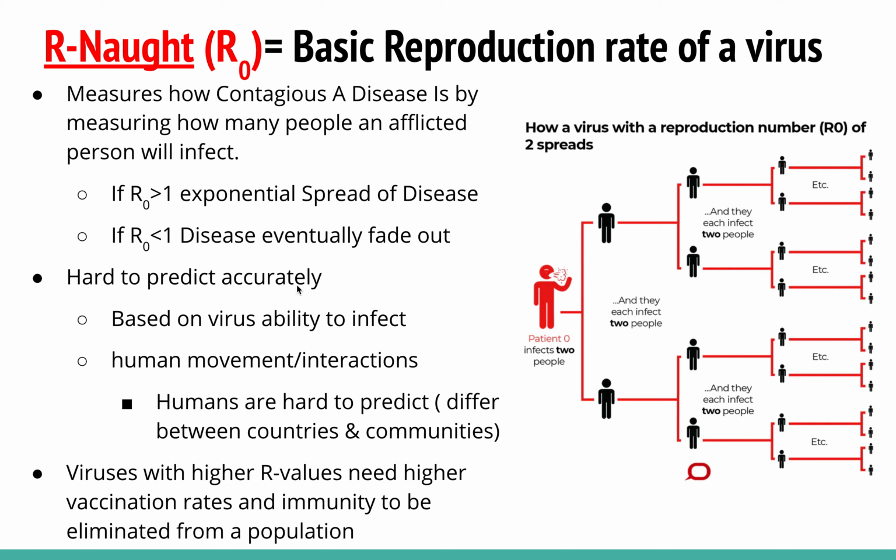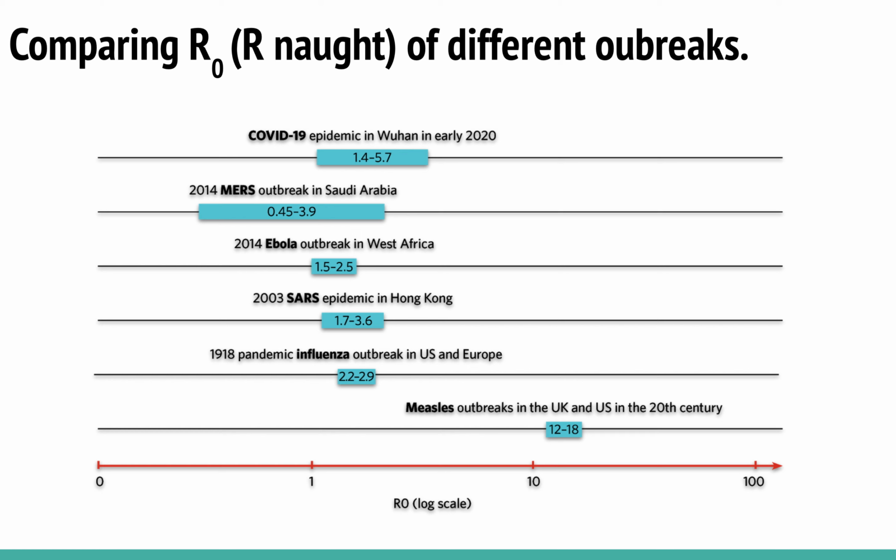Okay? And in addition to this, it has a really important effect on social health structures and considerations by epidemiologists, people who study the spread of disease and make recommendations regarding the government's response to an illness, because viruses with really high R values actually need very high vaccination rates and immunity in order for that disease to be eliminated from a population. So, for example, these are different R0s of different outbreaks.